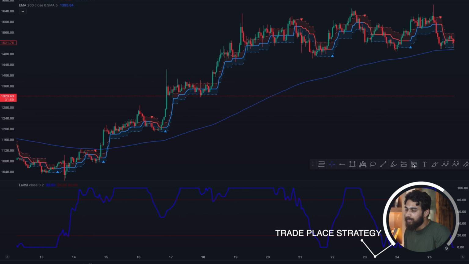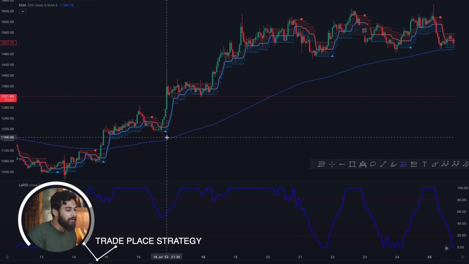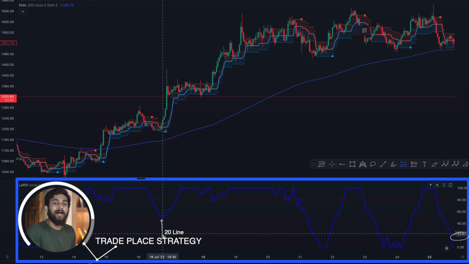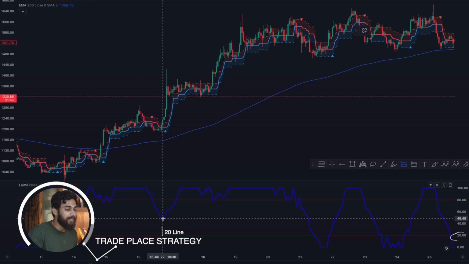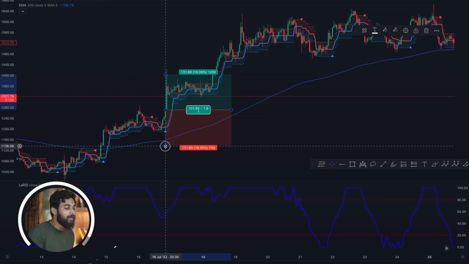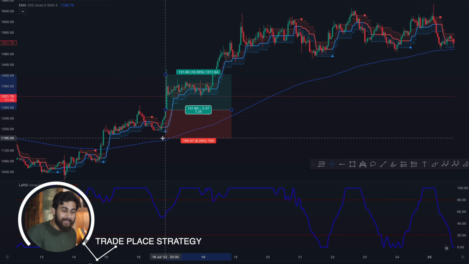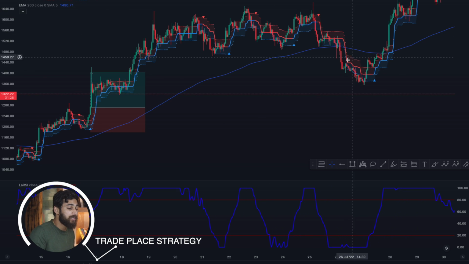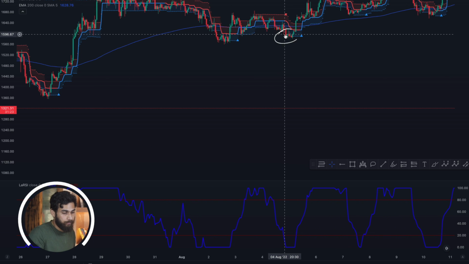Here we can see that the price is above the 200 period EMA, and we also have a buy signal from the Half Trend indicator. After we have these two confirmations, we move to LARSI and see if the LARSI is above the 20 line. If it is the case, then it means that there is a trend reversal and we can enter the trade. So we enter the trade over here after the buy signal and keep the stop loss below the low. And we will close the trade when we get an opposite signal. Like here we got the opposite signal, so we will close our trade over here.